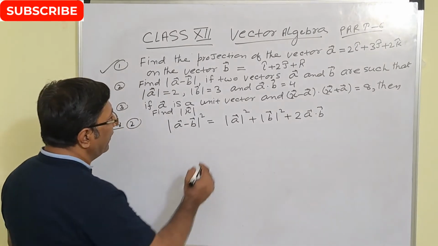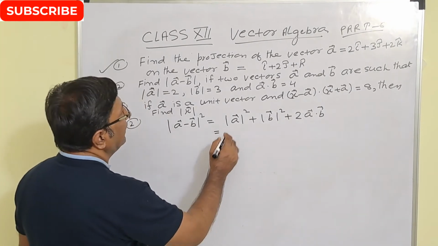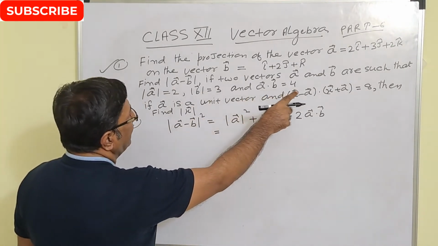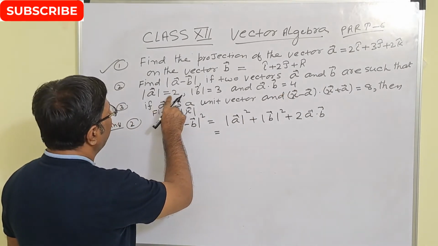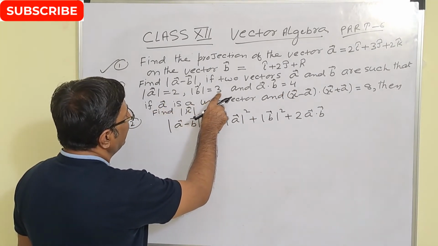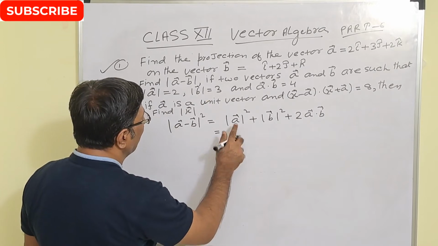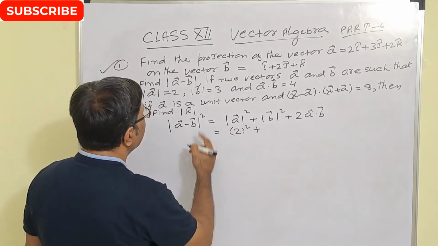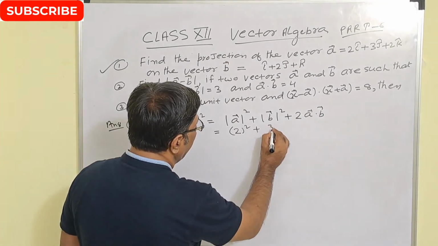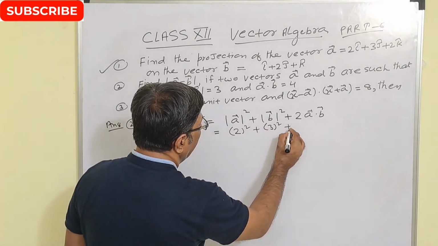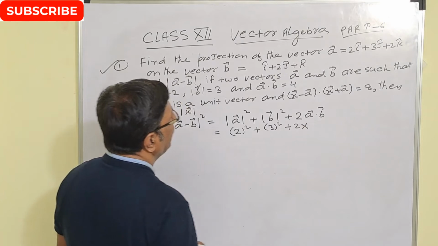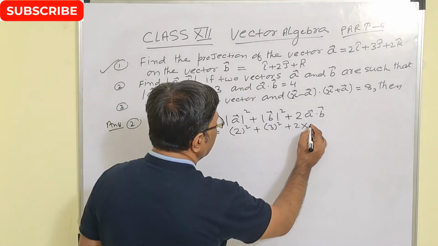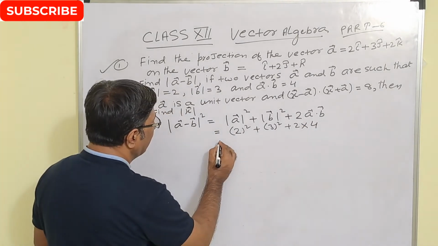Now you know the magnitude of A. So here in the question, given vectors A and B, the magnitude of A is 2 and the magnitude of B is 3. So this is 2 squared. Again, this is given 3, so this is 3 squared, plus 2 into A dot B, which is given as 4.